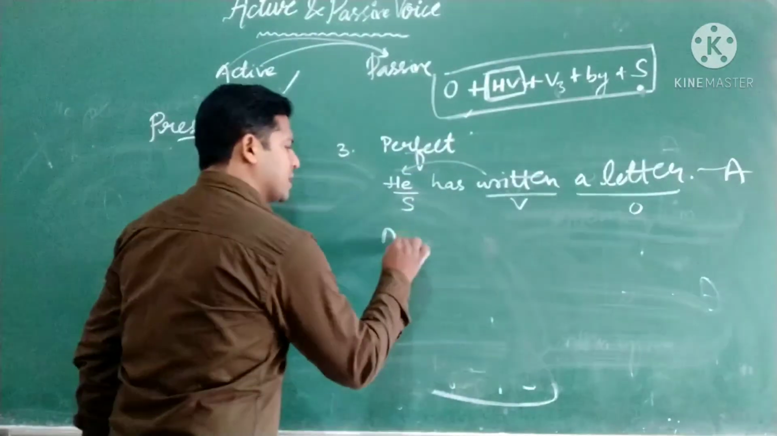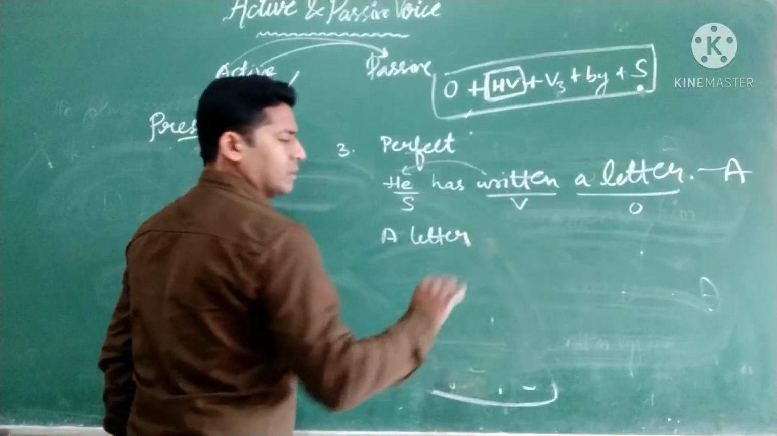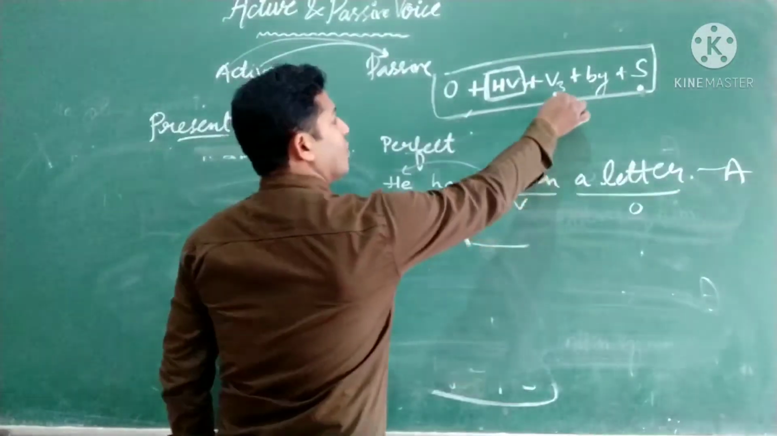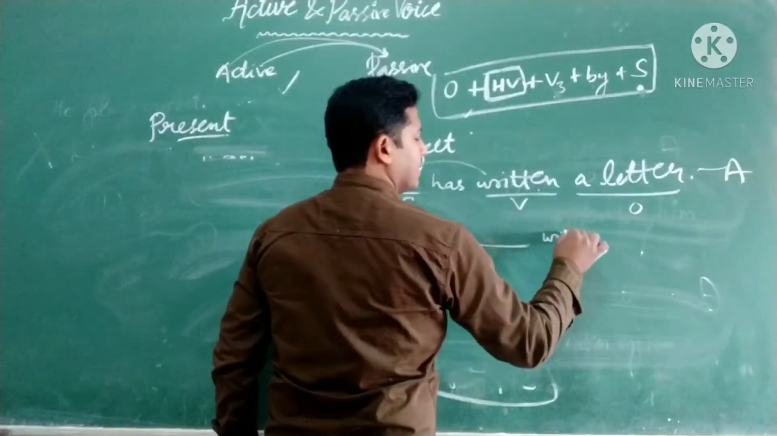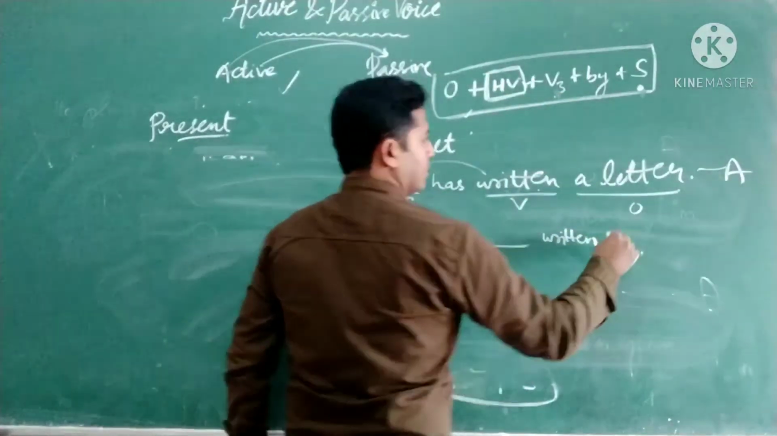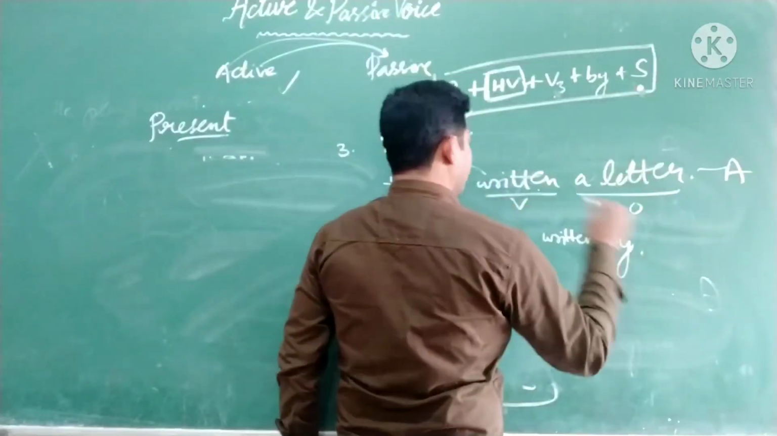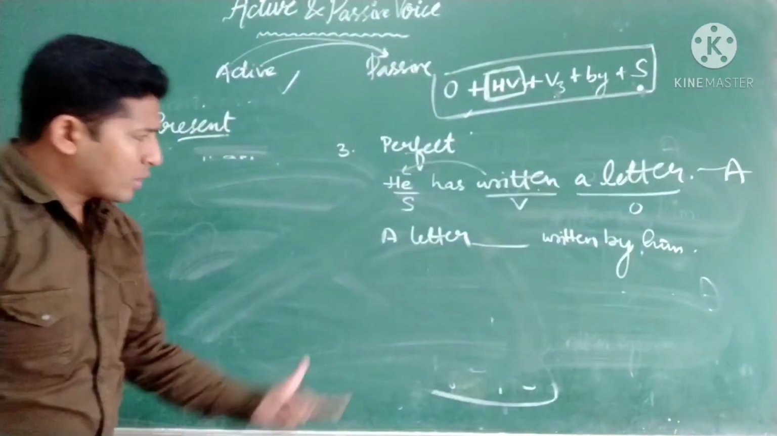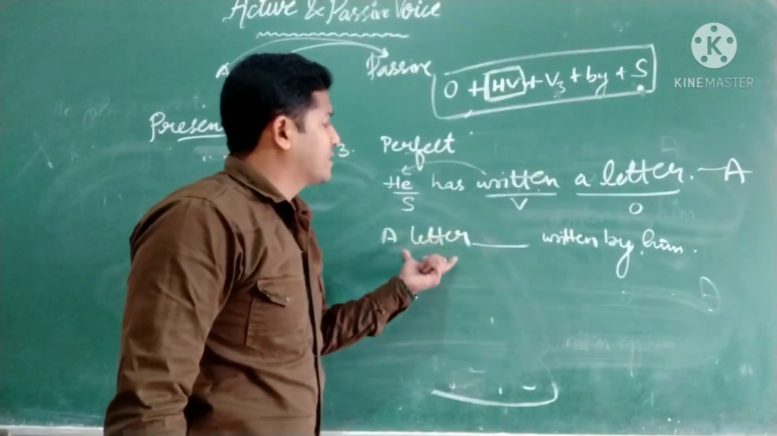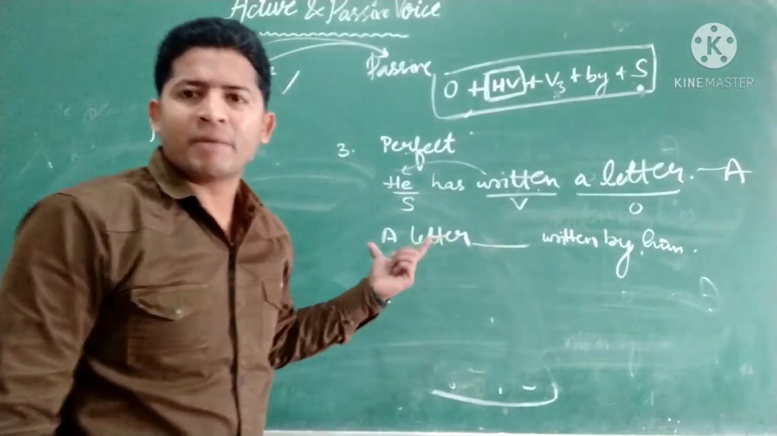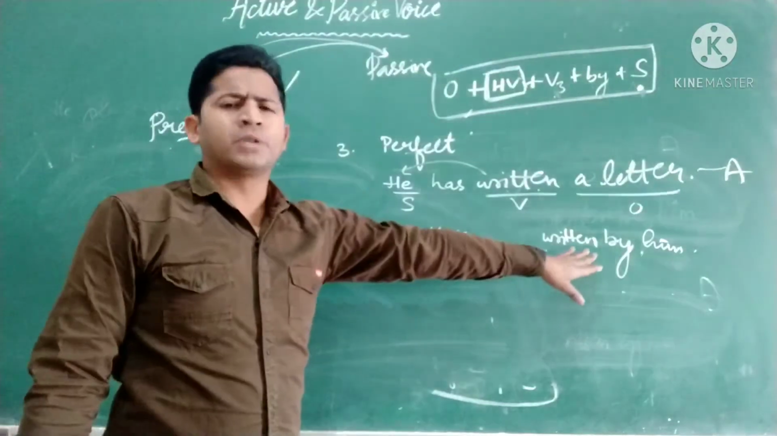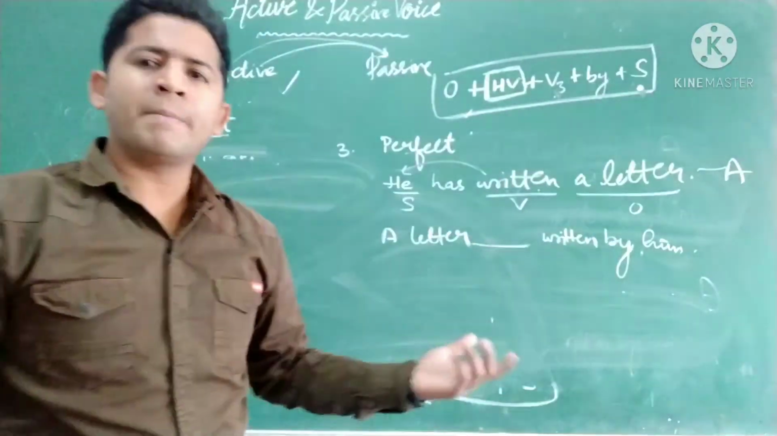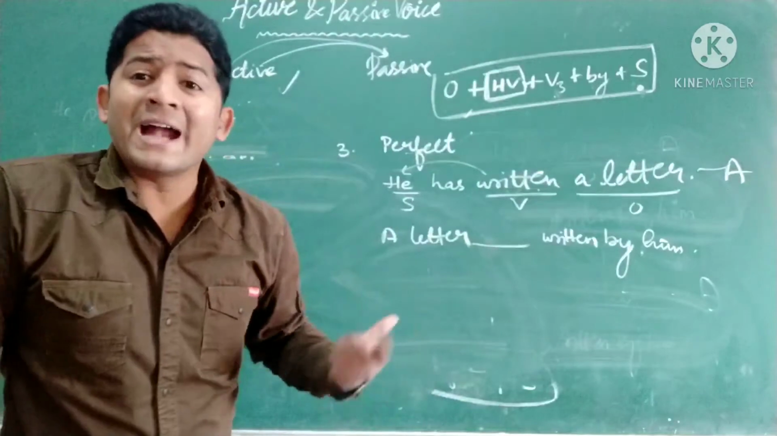Now put that same thing in the formula. The object comes first, that means a letter will come first. A letter. Leave a space for the helping verb. Then comes the verb third form, written. By the subject, he will become him. Now, can you find anything which shows that the sentence is in perfect tense? You can't see it. Verb third form is written, but verb third form is used in passive for simple present also, and present continuous also. So you have to add something.